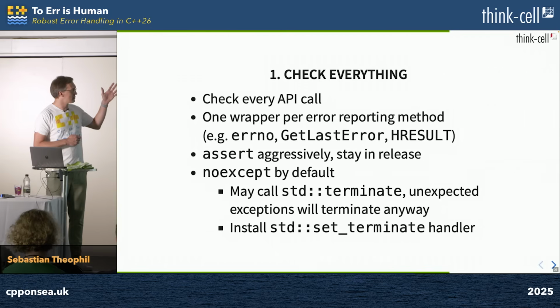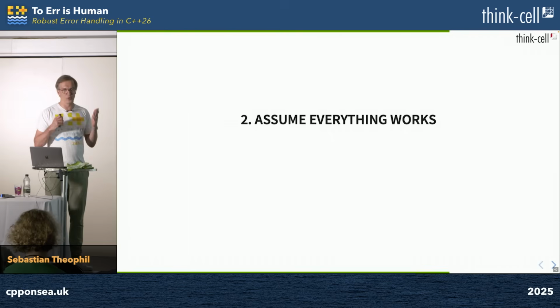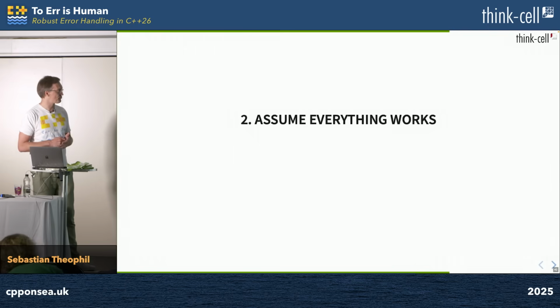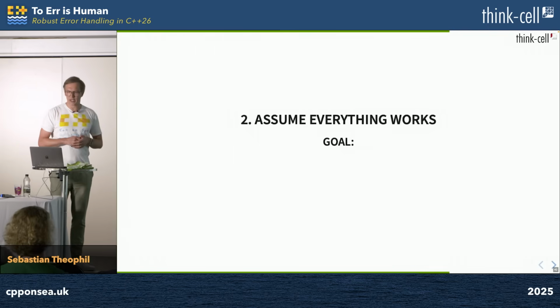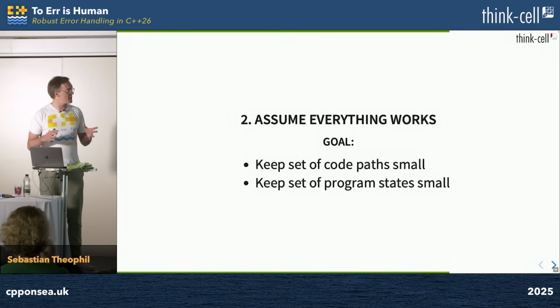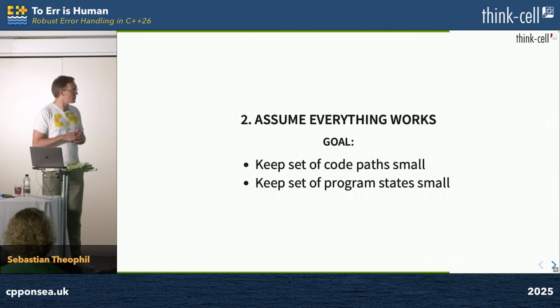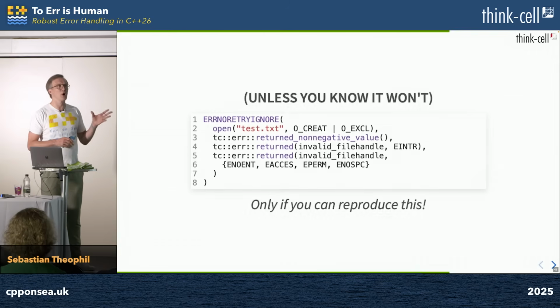So now we do all this. We get a lot of information about what fails. And by default, we don't do anything. So by default, we assume everything works. And the goal here is to keep the set of code paths very small, to keep the set of program states small, to make it easy to think and reason about our program. And this has one big exception, of course. We assume everything works unless we know it won't.